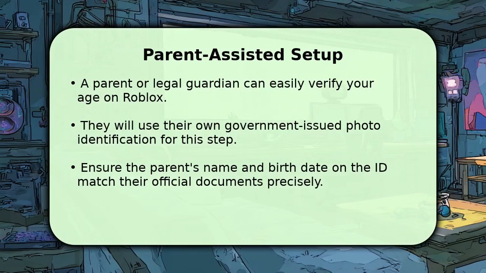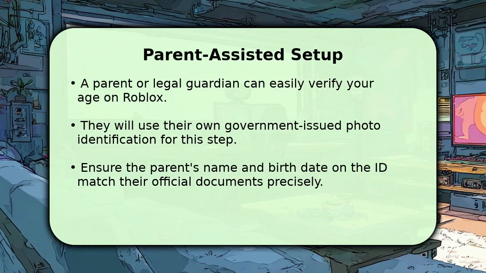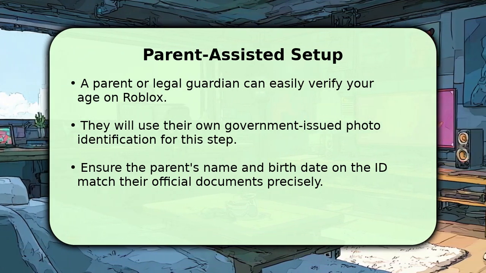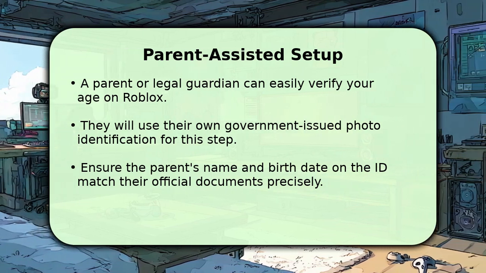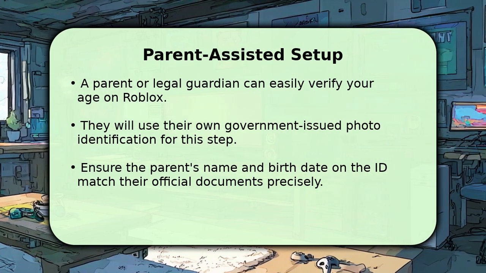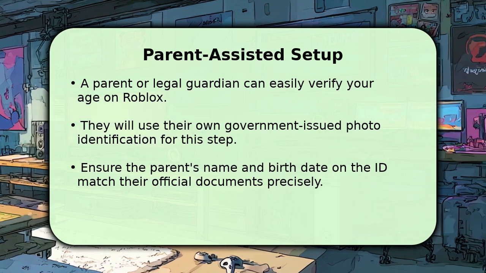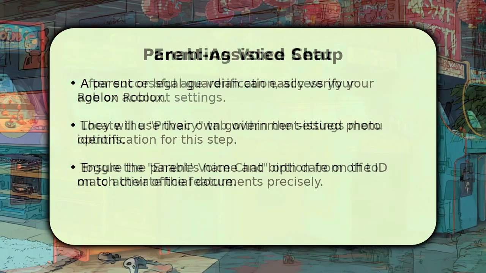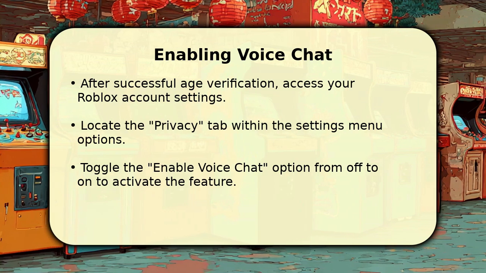Your parent or legal guardian plays a key role in enabling voice chat for you without needing your personal identification. They will navigate to the age verification section within the Roblox account settings. During this process, they will be prompted to provide their own government-issued photo ID. It is crucial that all information, such as their full name and birth date, matches their official documents exactly to successfully complete the verification.